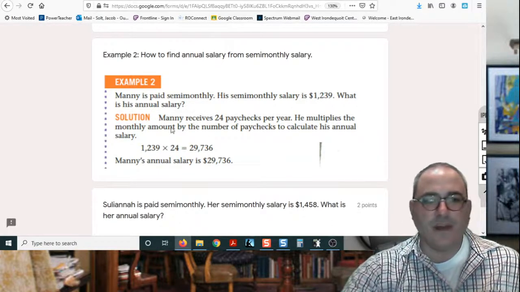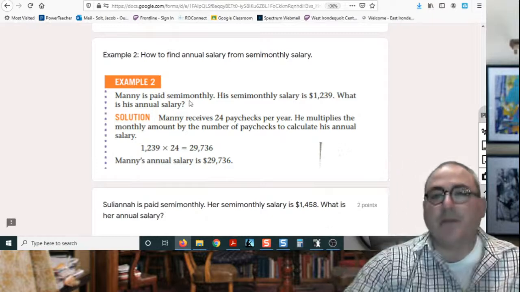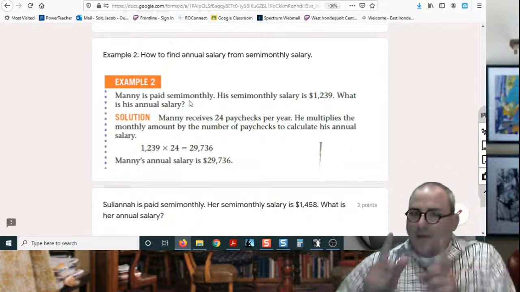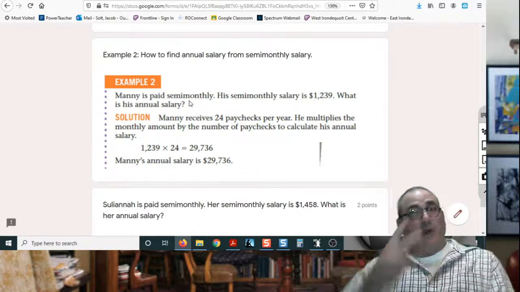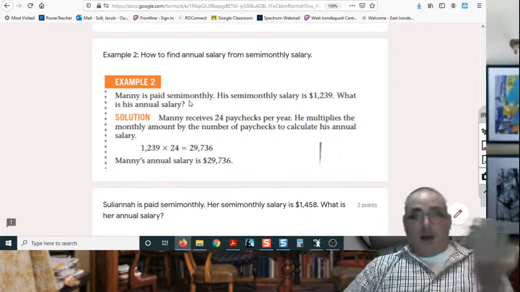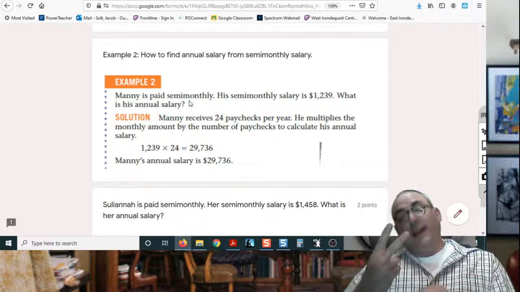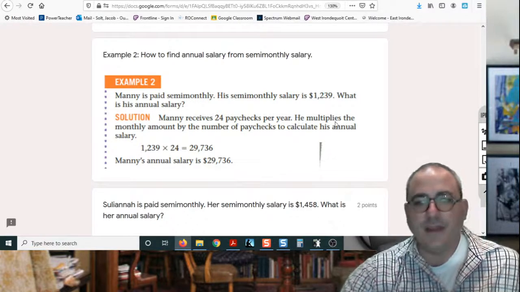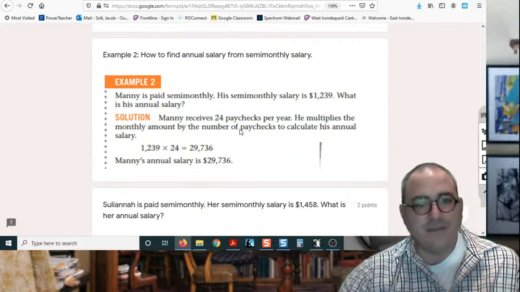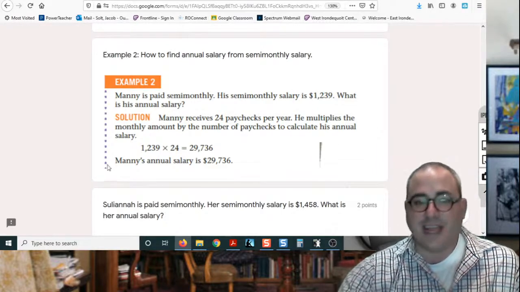Here's how we'll figure that out. Well, we know there are 12 months in a year. You know that, right? And semi-monthly means twice per month. So 12 times 2 is 24. So Manny receives 24 paychecks per year. He multiplies the amount of each paycheck by the number of paychecks to calculate his annual salary.